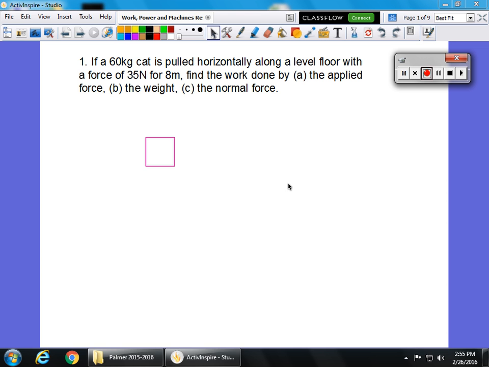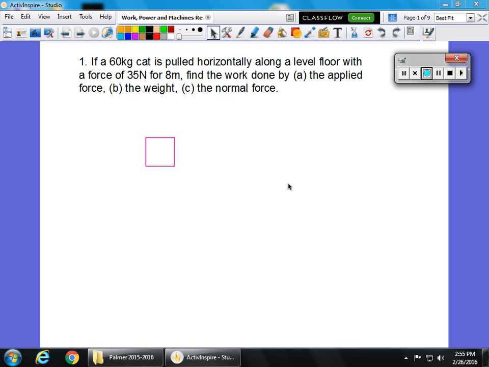I'm going to be looking at work, power, and simple machines. This is going to be part 1, where we're looking at questions 1 and 3 in your review, which have to do with work. You can pause, try them yourself, and then see how I work out the solutions. Let's start with number 1.